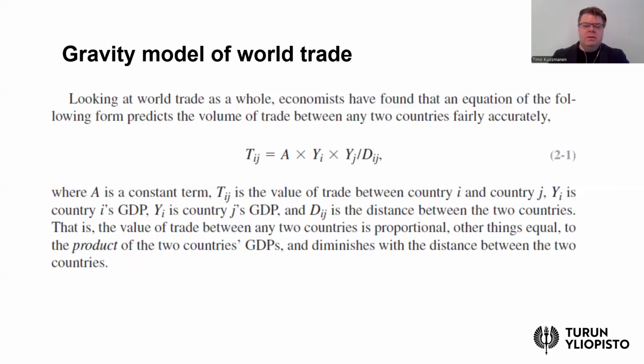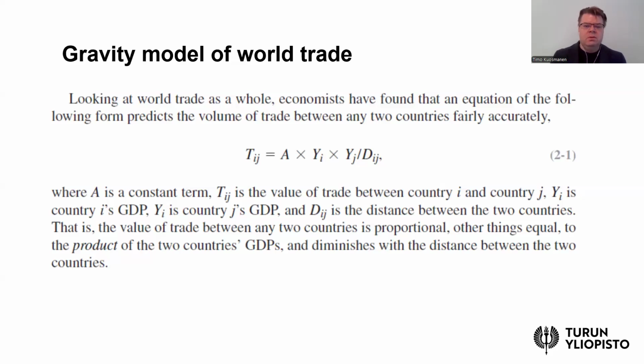Interestingly, also in the case of Finland, this kind of gravity model can help to explain some of the patterns. So remember that trade between countries depends on the size of the country, so it's proportionate to the size of the country, but inversely proportionate to the distance between the countries.